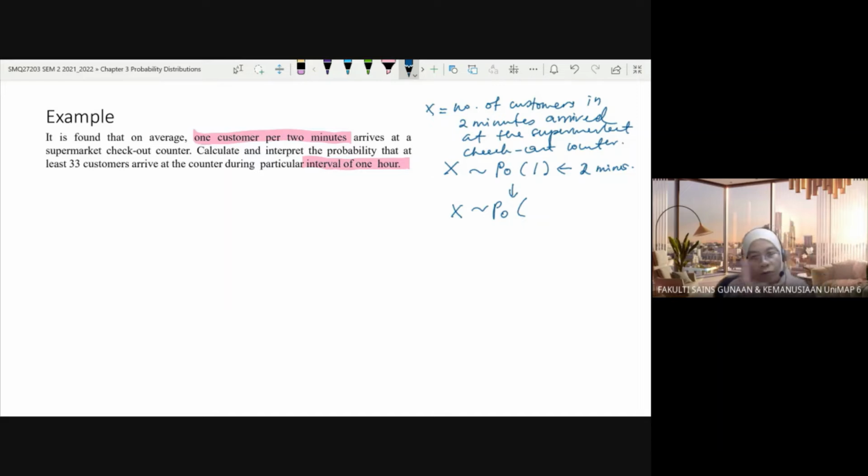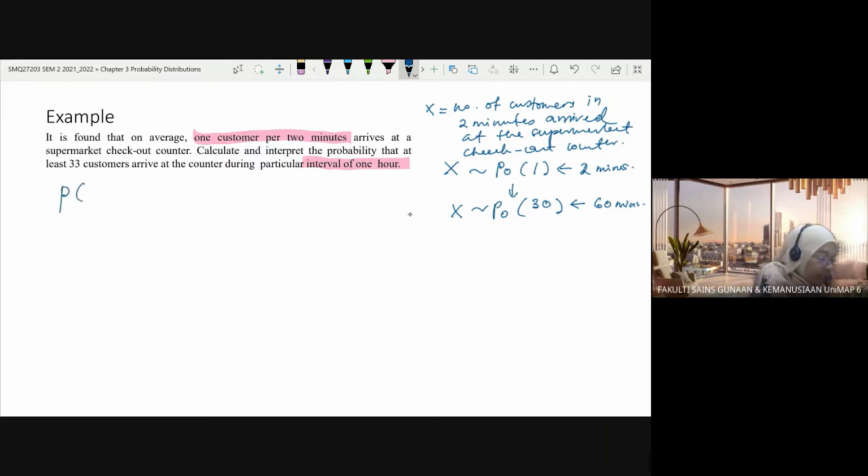If for 2 minutes it is one customer, then for 60 minutes it will be 30 customers. Just do some maths over here. So this will be your new distribution, where lambda changes to 30 for the interval of 60 minutes, or 1 hour. So let's do the equations. Calculate and interpret the probability of at least 33 customers.